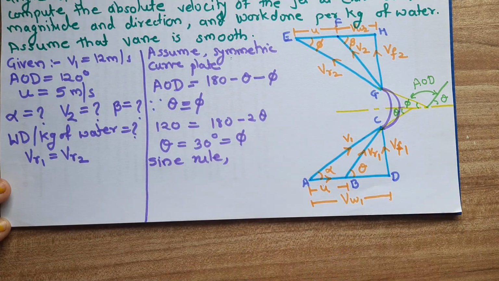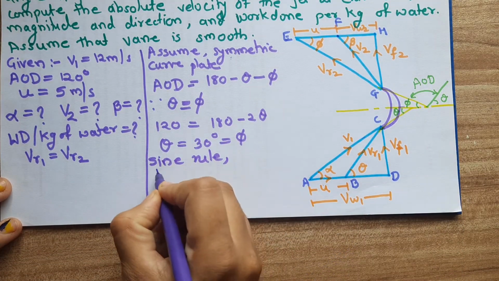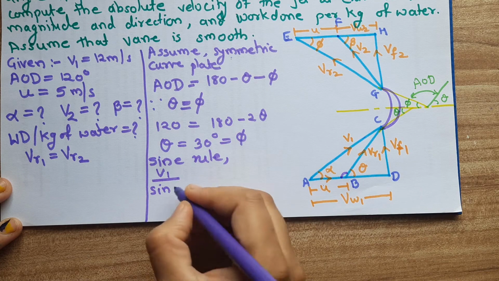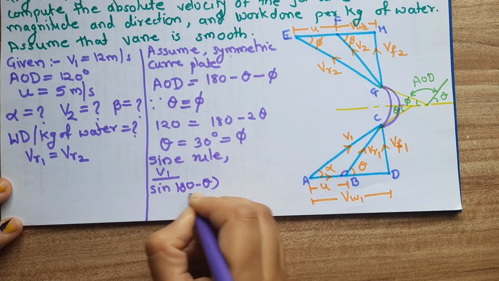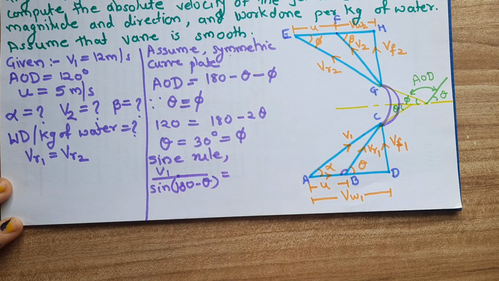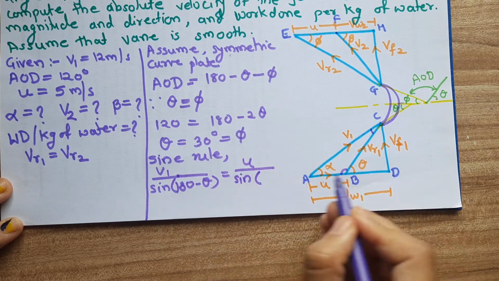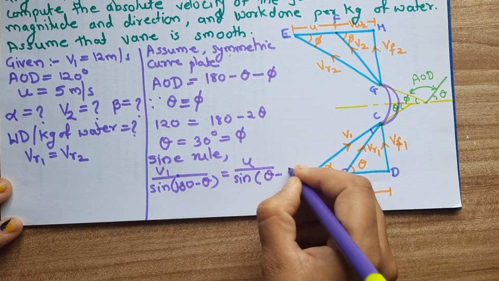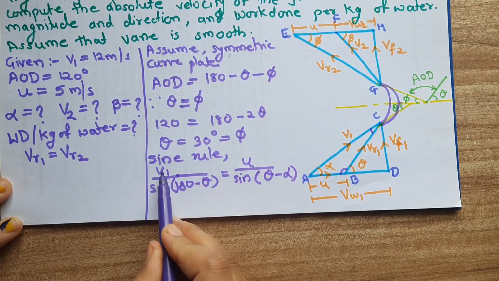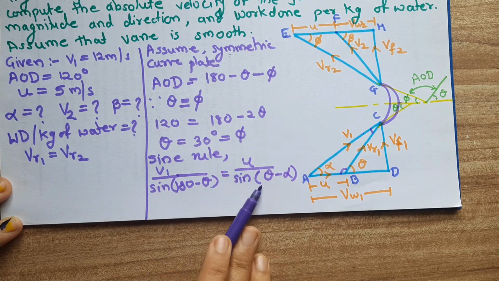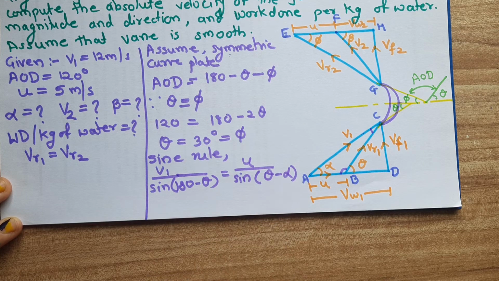Now when we are using the sine rule, we can write V1 divided by sine of its opposite angle, this one, that means 180 minus theta, equal to U divided by this angle, and this angle we can write as this external angle minus alpha, that is theta minus alpha. Now V1 is known to us, theta is known to us, U is also known to us. So we can find alpha by rearranging the equation and putting the values.